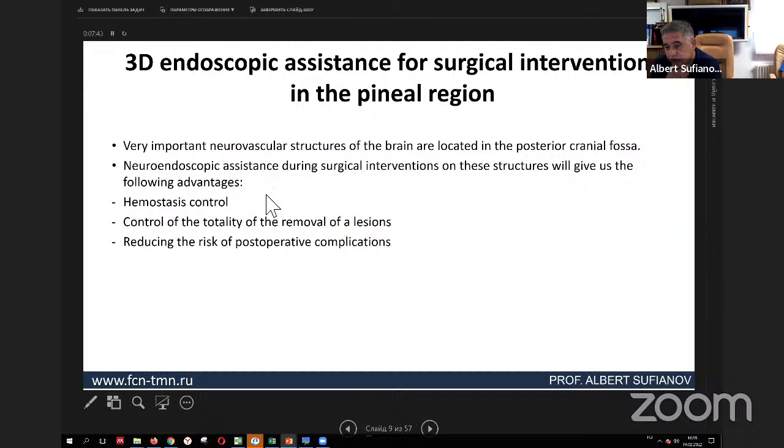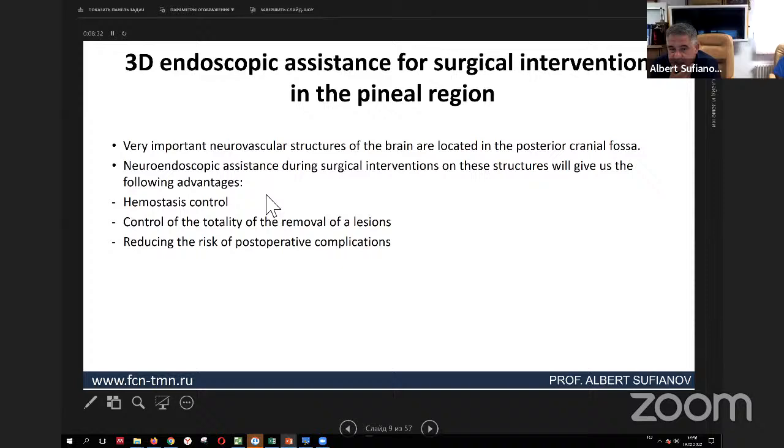Also, we combine our exoscope with a 3D endoscope assistant for surgical intervention in the pineal region. This is especially important for posterior fossa surgery, because very important neurovascular structures are located in a very deep and very narrow place in the pineal region, so it is very dangerous to damage these structures. The additional 3D endoscope visualization also gives us more safety and more possibilities in this kind of surgery.